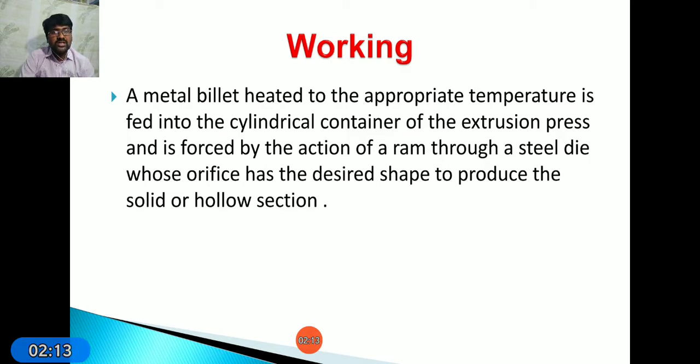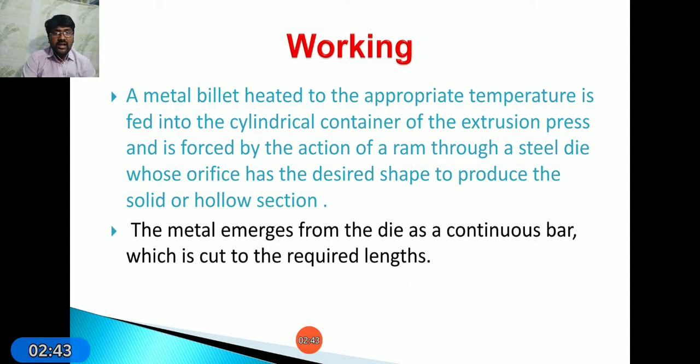It is placed in the cylindrical container of the extrusion press, and it is forced by the action of a ram through a steel die whose orifice has the desired shape to produce the solid or hollow section. Based on the requirement of the shape, we first prepare the die. In that die, we pass the billet by applying some force, which is known as extrusion. First, we have to place it like that.